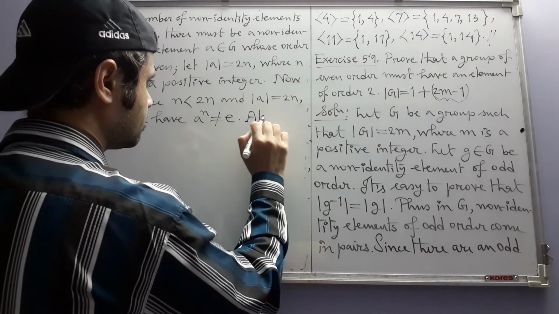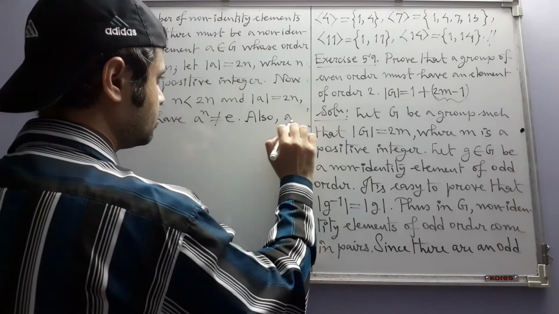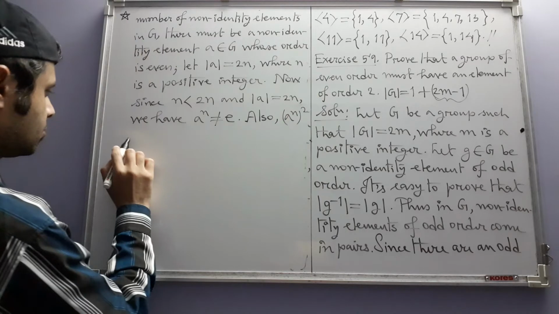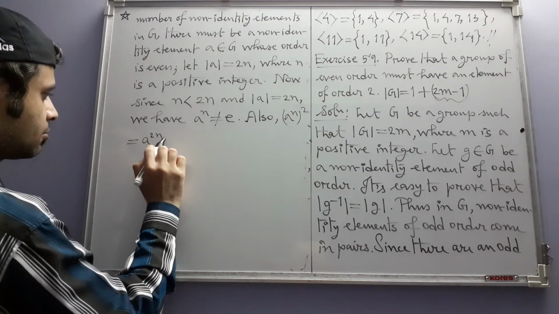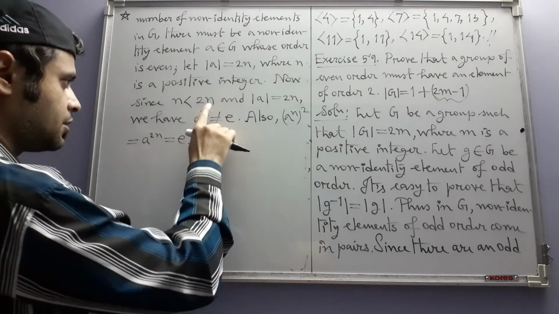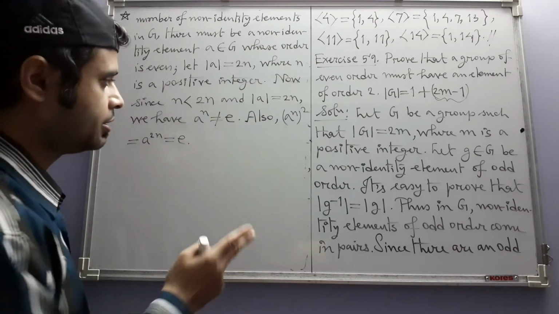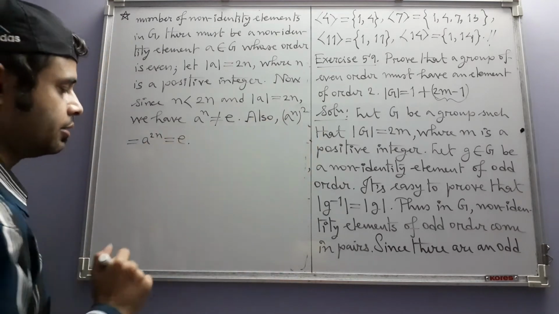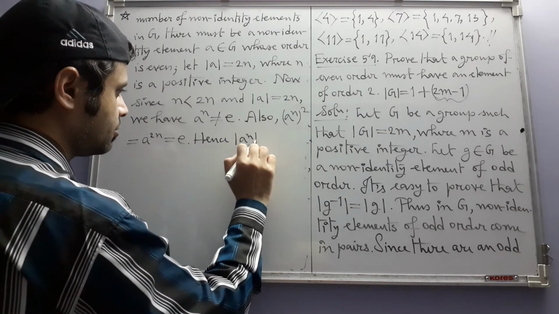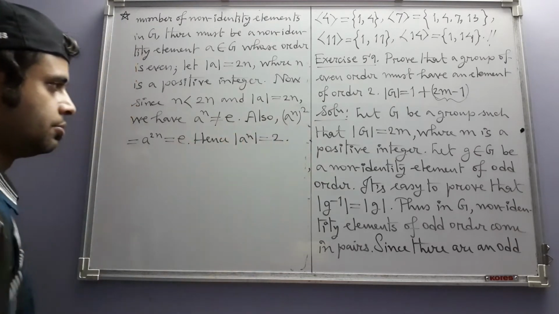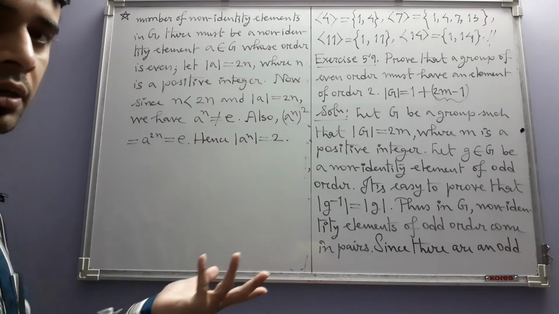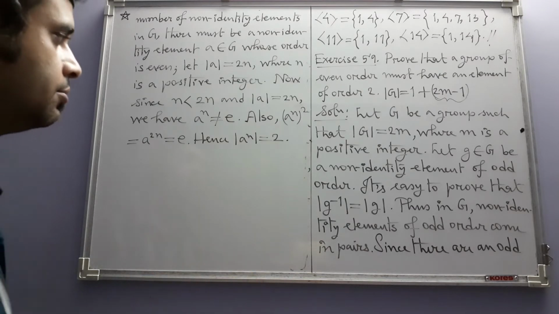Also, A to the power n whole square, which is A to the power 2n, is equal to identity. So the first power of A to the power n is not identity, but the second power is identity. Hence the order of A to the power n is 2. So that means in our group G, A to the power n is an element which has order 2.